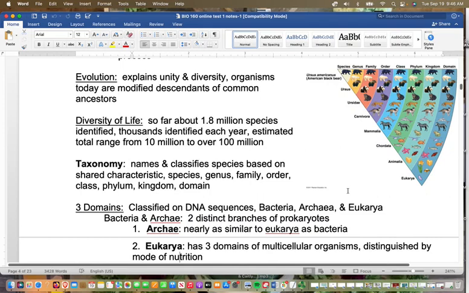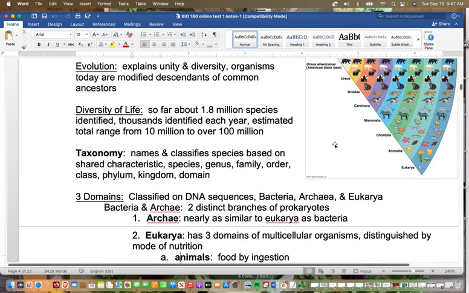Taxonomy is how we name and classify these species, and it's based on shared characteristics. So going from the most specific to more general, you've got the species, genus, family, order, class, phylum, kingdom, and domain. So something to keep in mind later on when you're looking at things, this taxonomic system was developed before we even knew viruses existed, so they don't really fit into this, but viruses are not generally considered to be alive either.